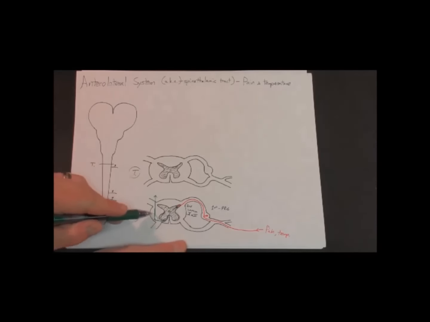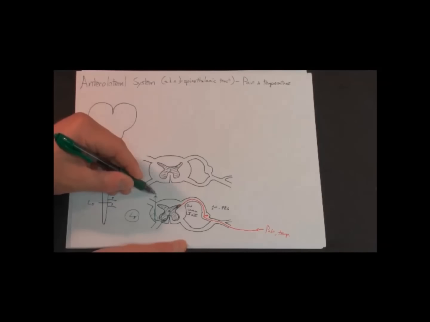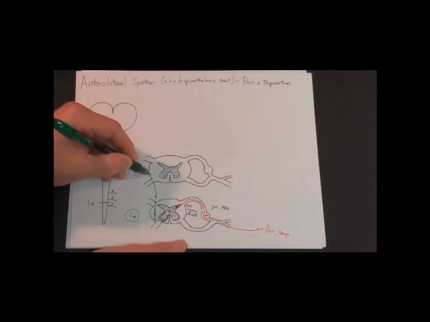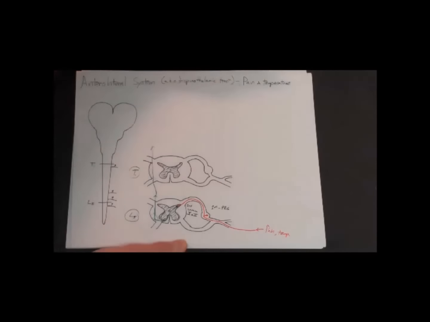Now this is the anterior lateral system hanging out in the anterior lateral section of white matter here, and if it's coming from the lower limb, say L5, it's going to jump on here and head up, and it's already inside this collection of ascending axons as another one comes in.